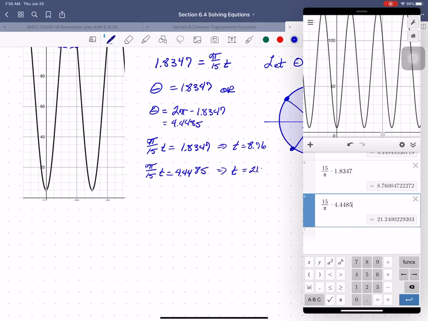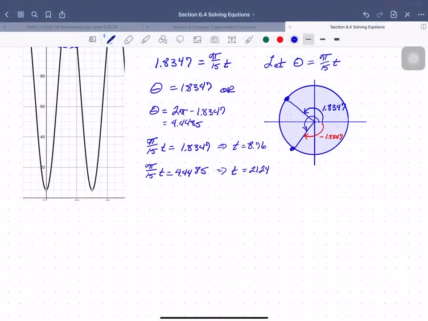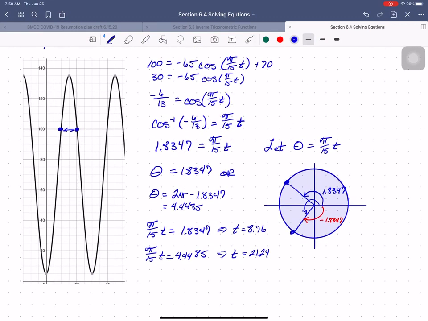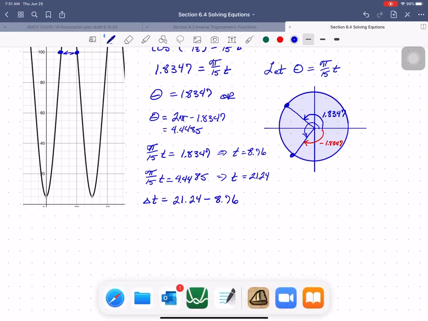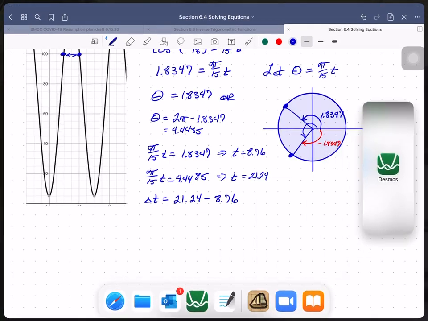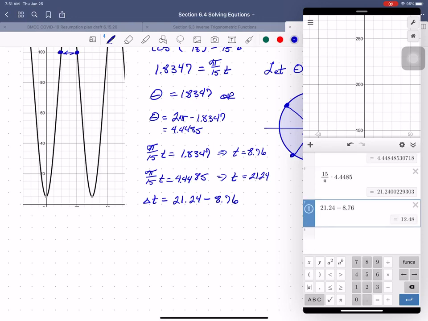All right, so my problem isn't very well written because it doesn't tell me what my units are in time, but it's pretty reasonable to presume that these are minutes. So here's the answer. The actual answer is our change in time, which is 21.24 minus 8.76. On a good day, I might be able to do that in my head, but not today. So we'll subtract those two, 21.24 minus 8.76 is 12.48.